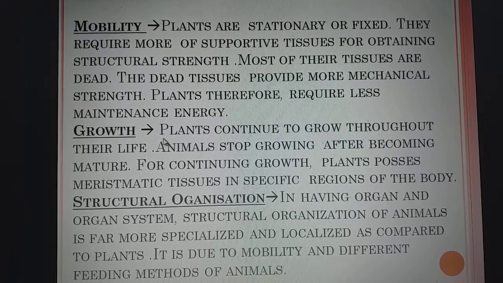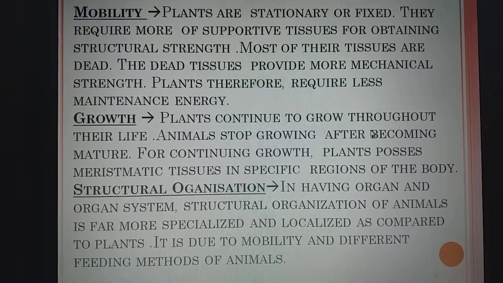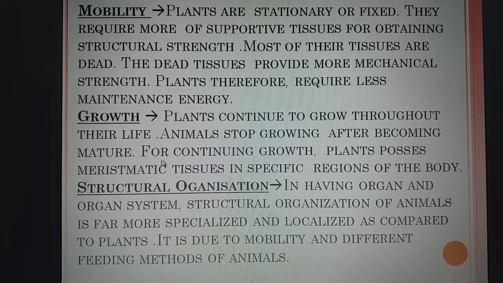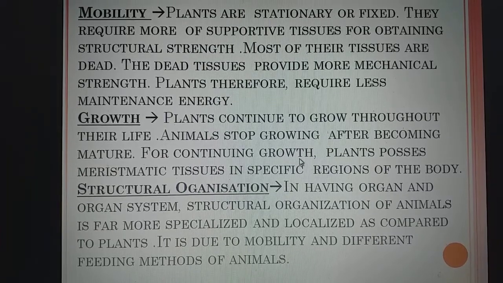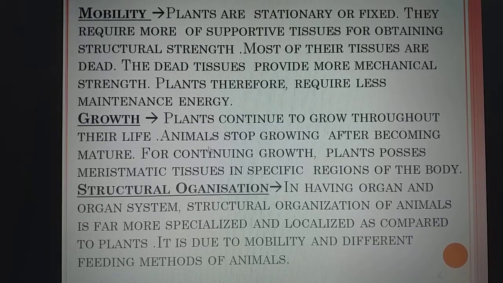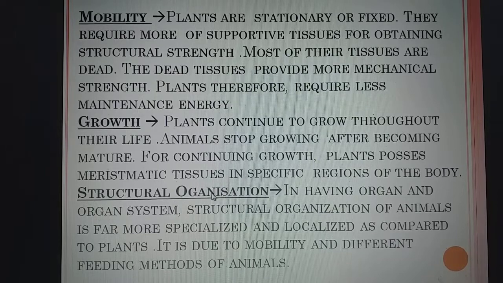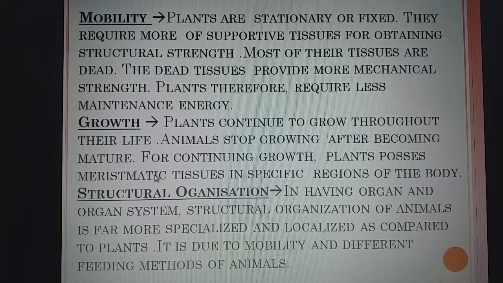The next point is growth. Plants continue to grow throughout their life, whereas animals stop growing after becoming mature. For continuing growth, plants possess meristematic tissue in specific regions of the body. Now, a new term you have heard, the meristematic tissue. This tissue we will study in this chapter.